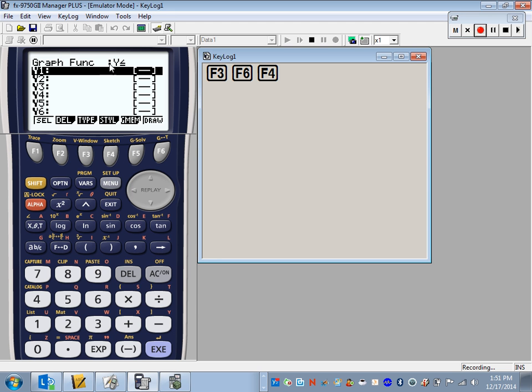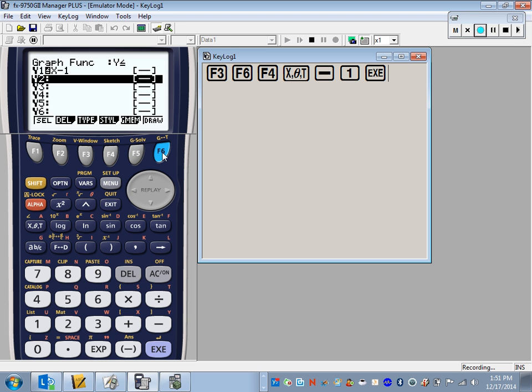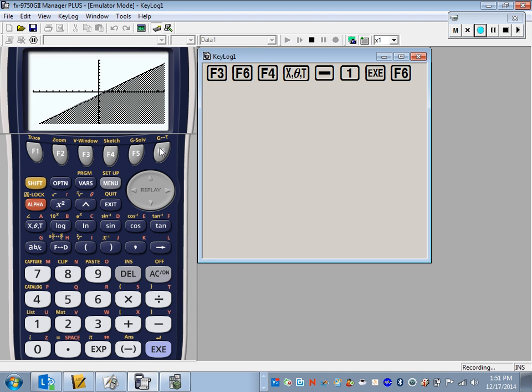That should pop it up on top of the screen. You must change it before you enter the equation, because it will only do the stuff after that. It won't do it before. Okay, and now let's just put in 2x minus 1. Execute, and now I'm going to tell it to draw. And bam, there you go.